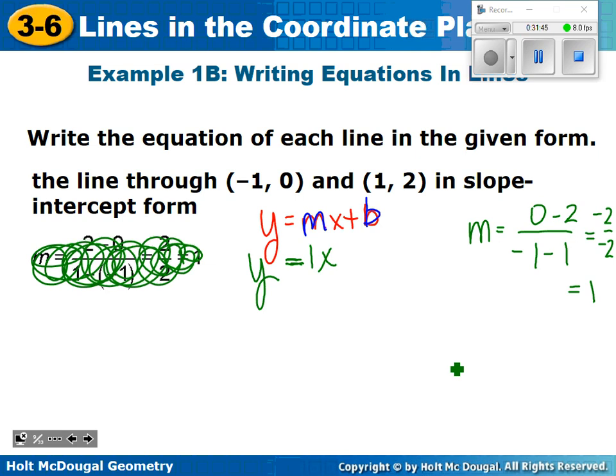Okay, so what did you guys do whenever you didn't know b? Can't leave it as b. You have to have a number. It would not give us an equation of a line if we didn't have a number. It's not 0.